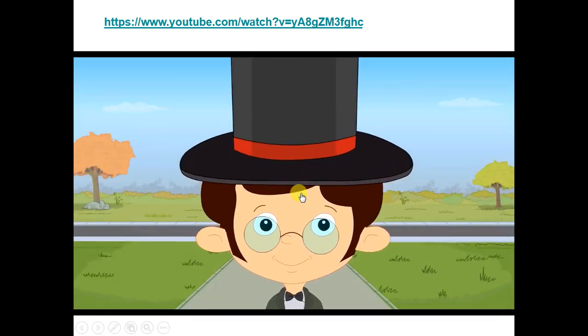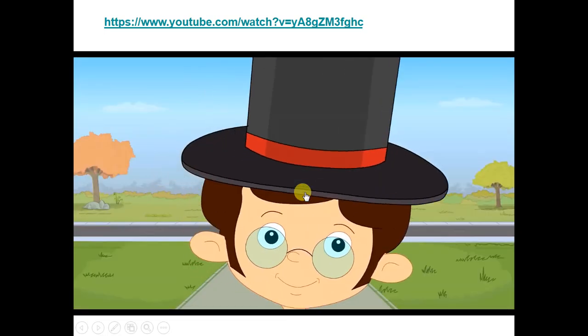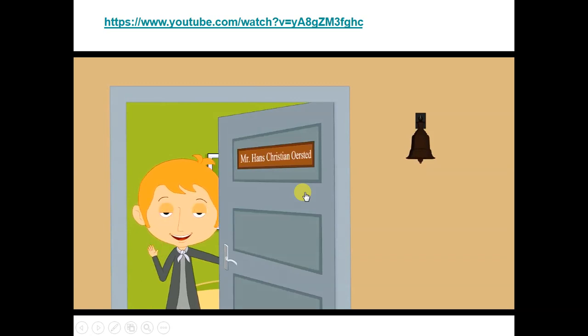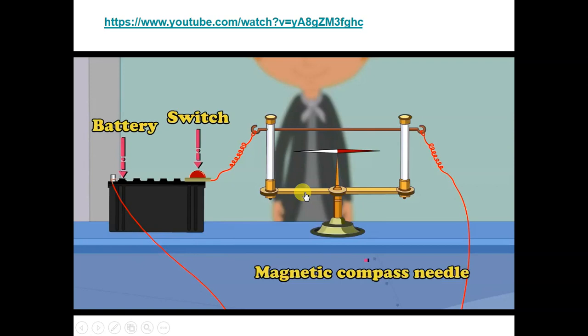Who is Oersted? Do you remember the name of this scientist? So Oersted is the scientist who discovered that electric current produces what? A magnetic field.